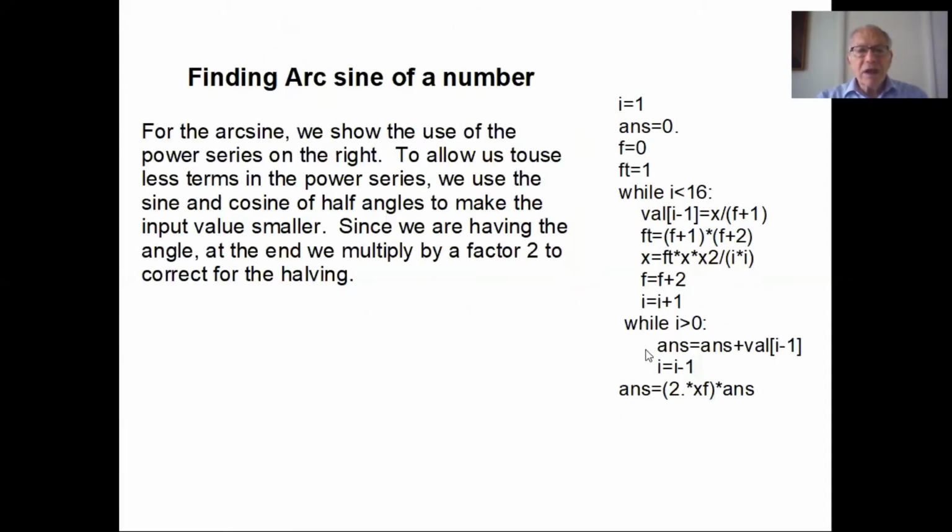To find the arc sine, we use the power series on the right. To allow us to use fewer terms in the power series, we use the sine and cosine of half angles to make the input value smaller. Since we have to have the angle at the end, we multiply by a factor of 2 to correct for the halving. So what we see here is a function, again, which looks very similar to the sine and cosine function, except there's a slightly different way that we handle the factorials.